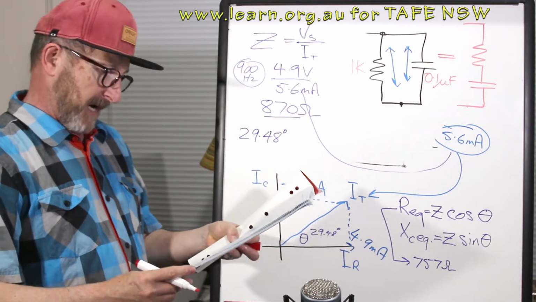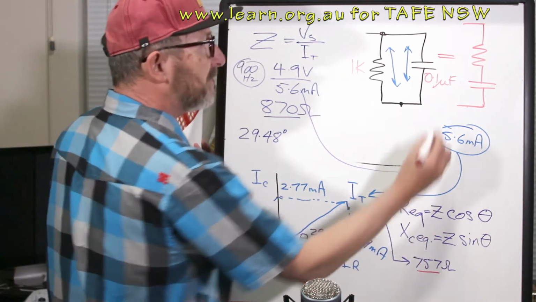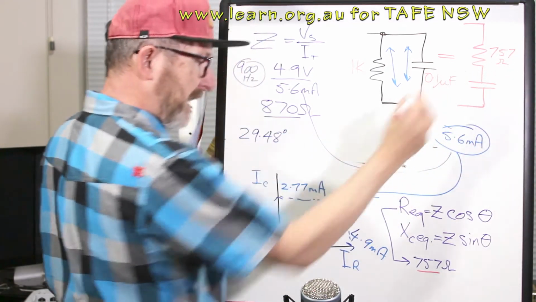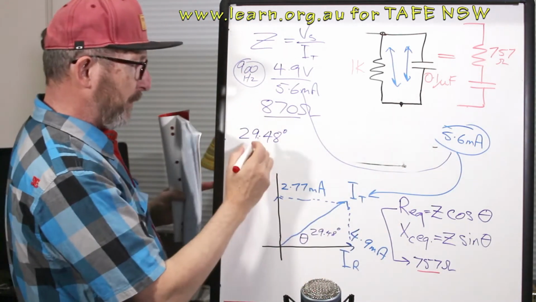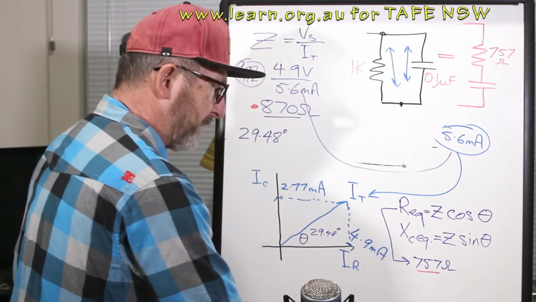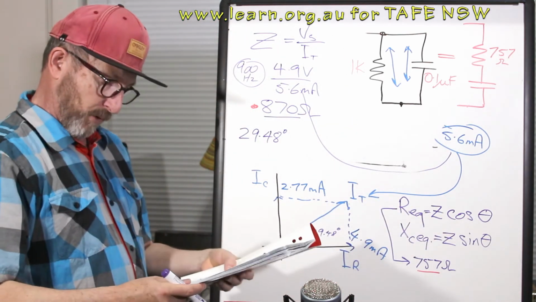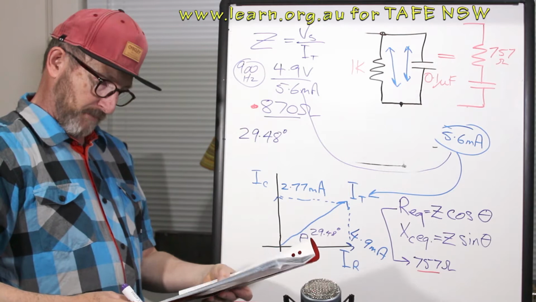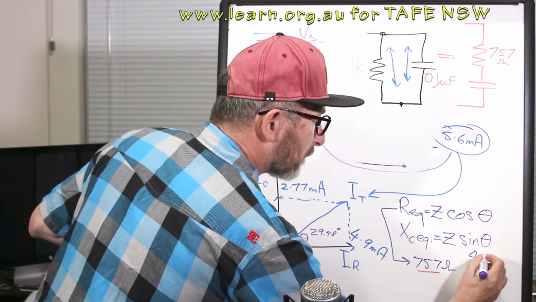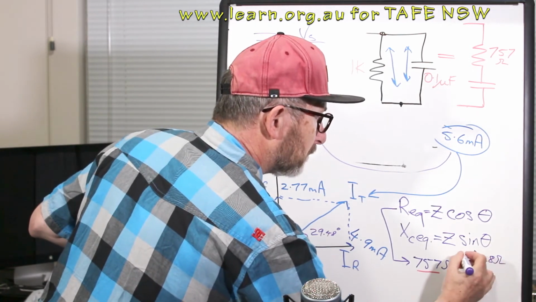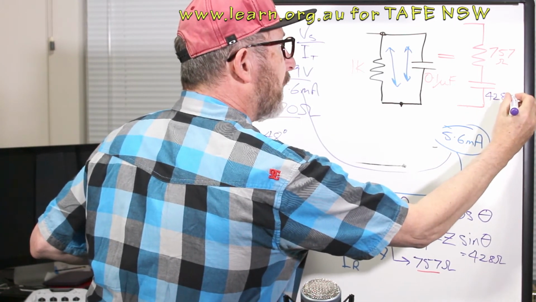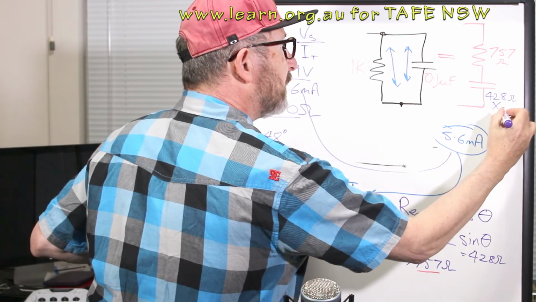So REQ, 757 ohms. XCEQ, I've got to get the impedance, which was 870 ohms. And I'm going to multiply that impedance by the sine of 29.48. The sine of 29.48 times that happened to equal 428 ohms. XCEQ is 428 ohms.